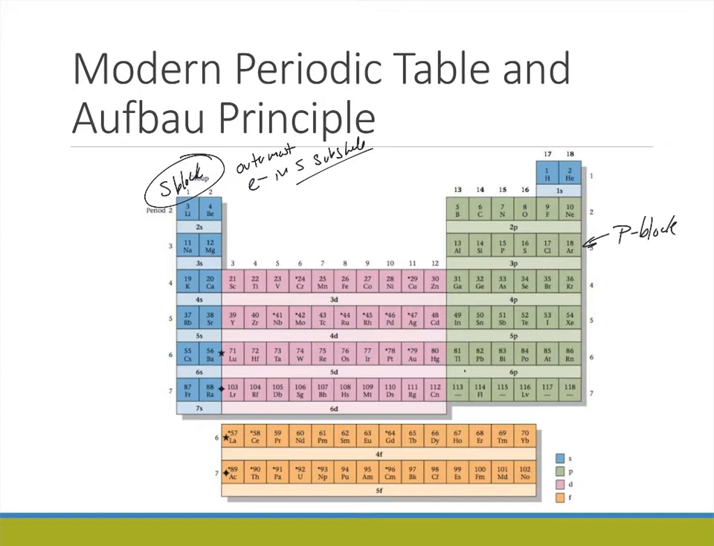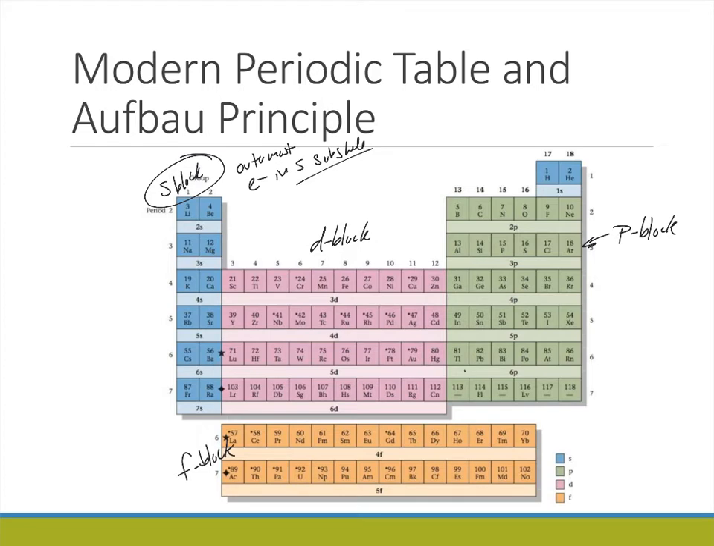Our transition elements are in the pink. This is the D block, because their outermost electrons are in the D. Actually, not their outermost electrons, but that's where they end up. And then finally, we have our inner transition metals, the lanthanides and the actinides. This is our F block. Now, the modern periodic table, if you memorize the blocks, will help you to fill electron orbital diagrams.